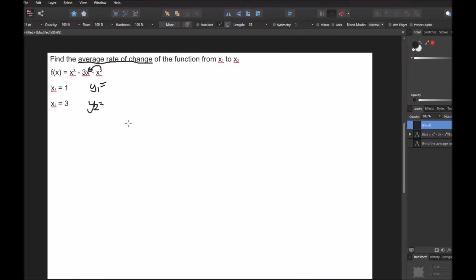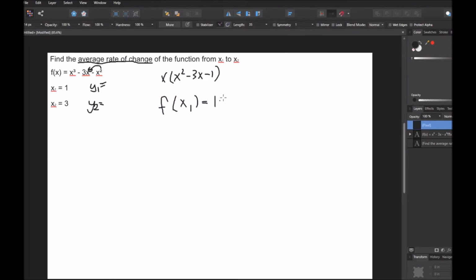So assuming you've paused the video and tried it on your own, let's see how you did. So the first thing I'm going to do is factor out an x from this whole thing, just to make it a little bit easier on ourselves. So it's going to be x times x squared minus 3x minus 1. Now we can see that we still have the same equation, it's just broken down a little bit more and simplified. Now let's do f of x1.